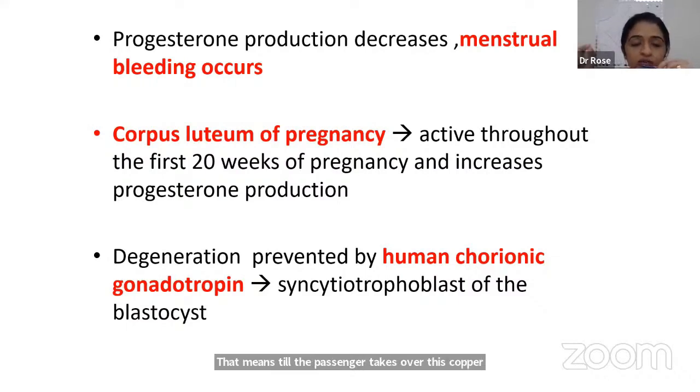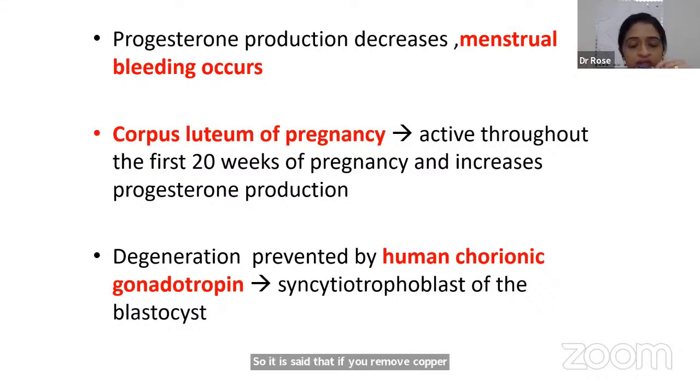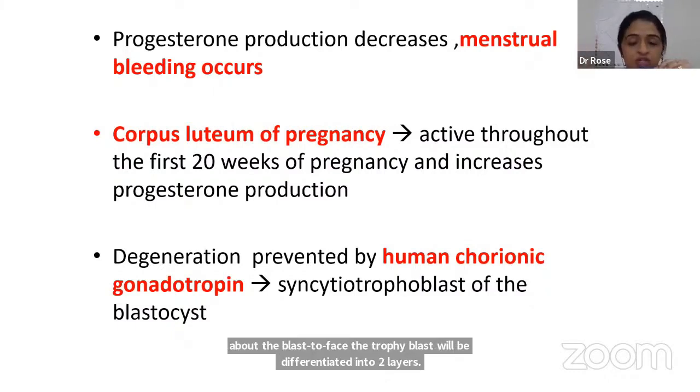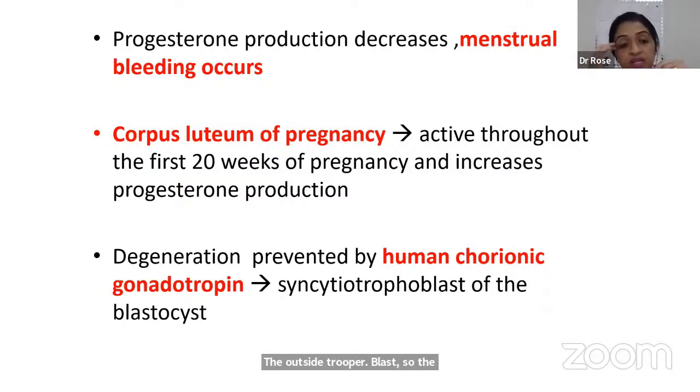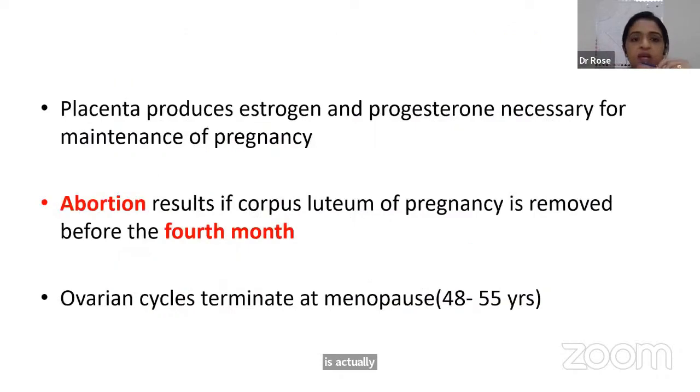So it is said that if you remove the corpus luteum from the ovary of a pregnant lady before 4 months, it is enough to cause an abortion. That is very, very important. Then degeneration is actually prevented. The degeneration of the corpus luteum is prevented by HCG secreted by the syncytial trophoblast. When we discuss the blastocyst, the trophoblast will be differentiated into two layers. The syncytial trophoblast is secreting HCG, which prevents the degradation of the corpus luteum.